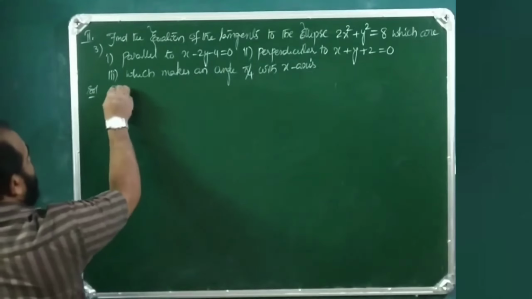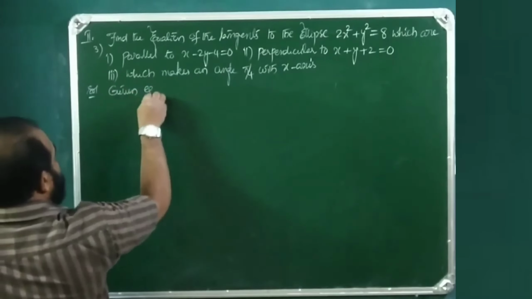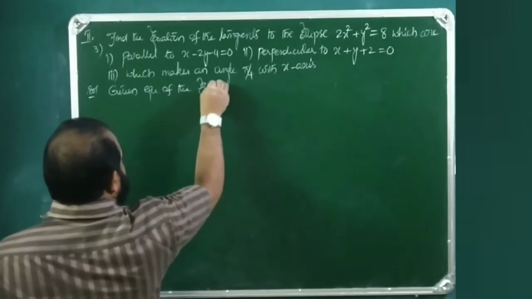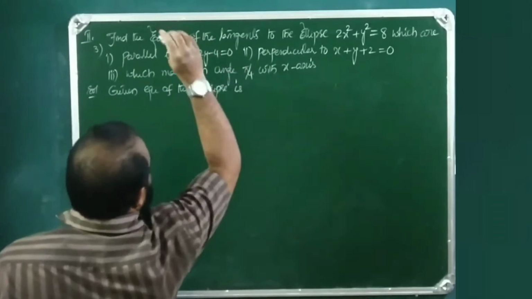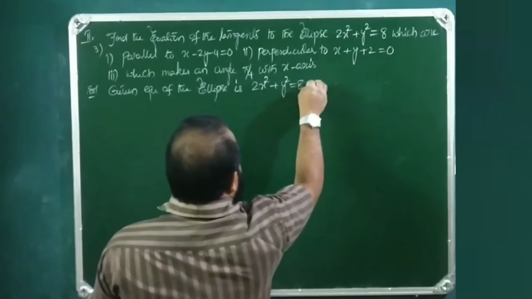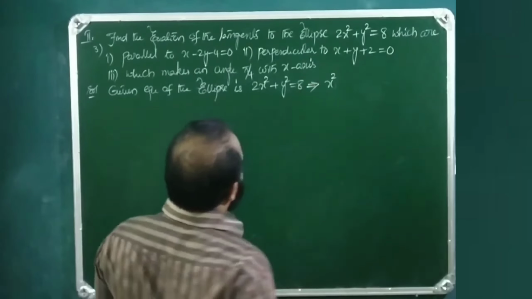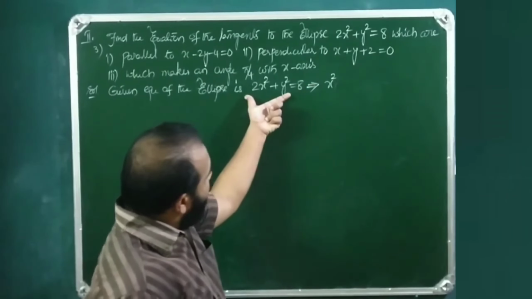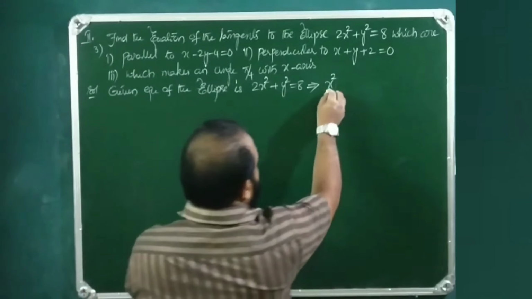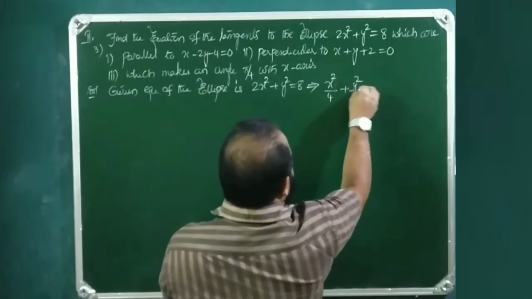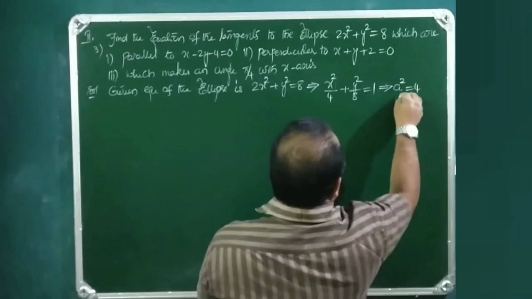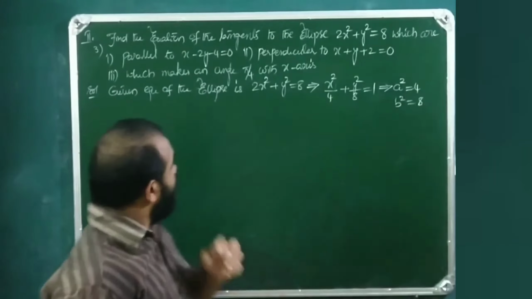So this is given, the equation of the ellipse is 2x square plus y square equals 8. So if you divide 2x square plus y square by 8, we get x square by 4 plus y square by 8 equals 1. A square equals 4, B square equals 8.